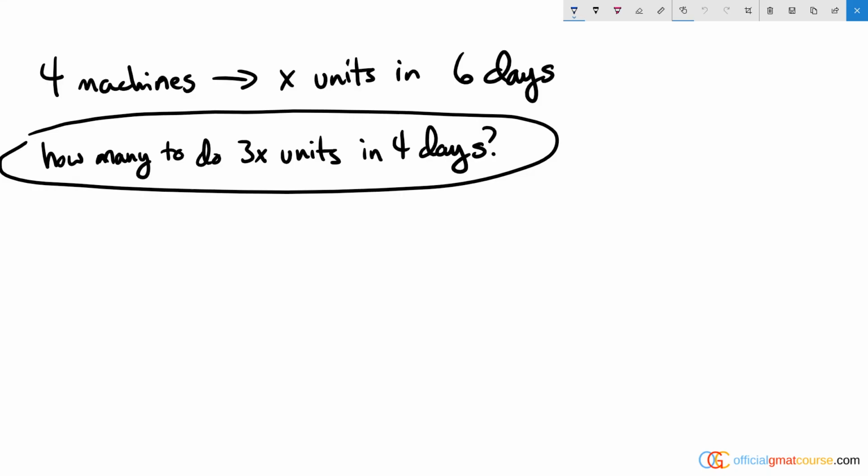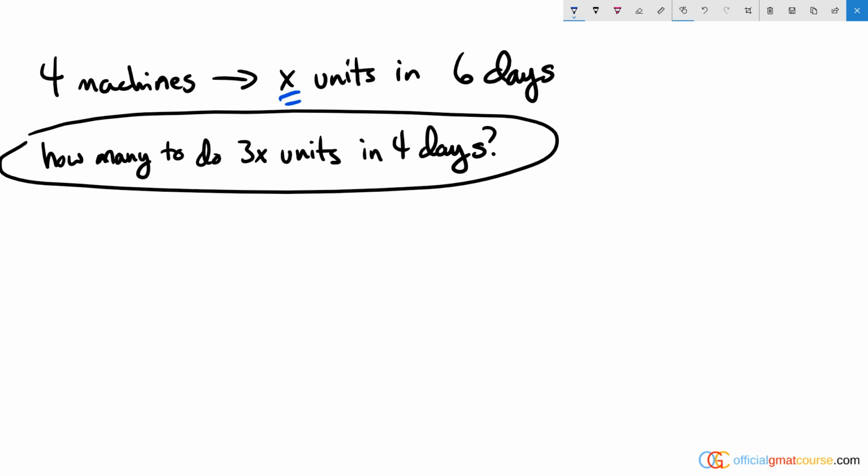There are a few ways to solve a problem like this. I'm going to rip through the big picture logical version first, and maybe we'll talk about the other one for a second at the end. But we have 4 machines that can produce X units, whatever that means, in 6 days.